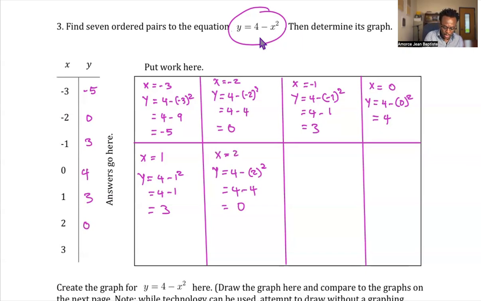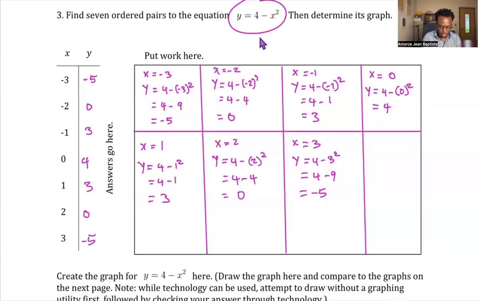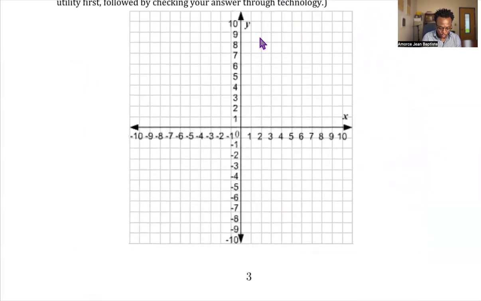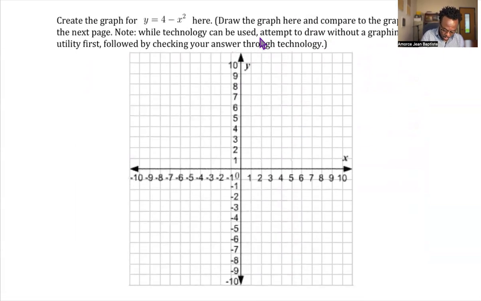And then finally, x equals 3. y is 4 minus 3 squared. That is 4 minus 9, -5. So we have 7 ordered pairs that we can plot in the coordinate system and get the pattern of the curve. So x equals -3, y equals -5, -3, -5.